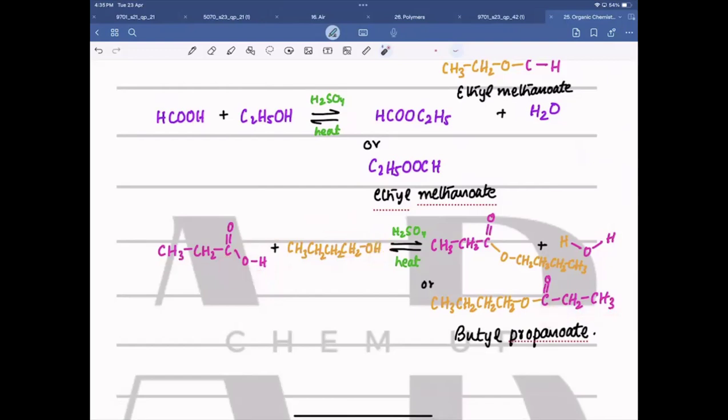Sir, the name of the alcohol comes first, right? Yeah, so the number of carbon atoms in the alcohol will help us to identify the first part of the ester, that is the alkyl. Clear? Is this clear to all of you? Yes, sir.